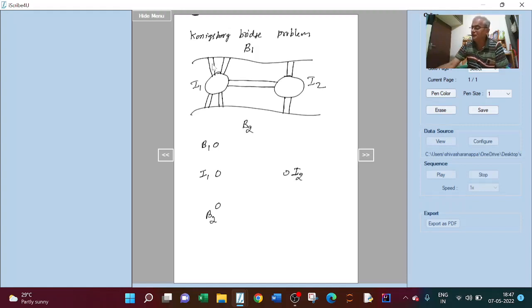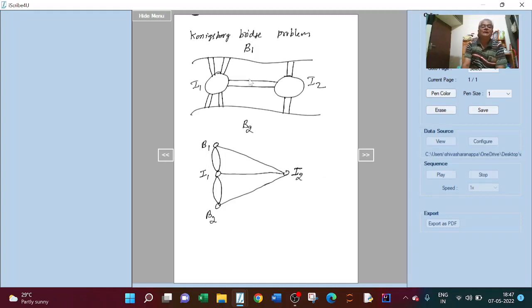And here are the corresponding bridges. There are two bridges joining B1 and I1, so he joined B1 and I1 by two lines. There are two bridges joining I1 and B2, so two lines joining I1 and B2. One bridge is between I1 and I2, so one line joining I1 and I2. One bridge joins B1 and I2, and one more bridge joins B2 and I2.